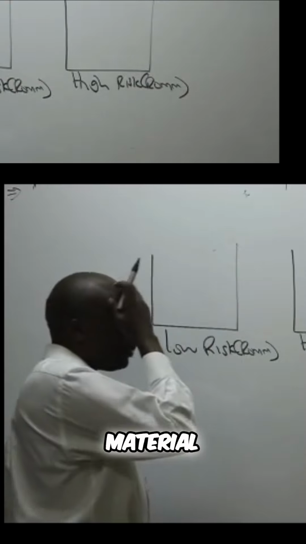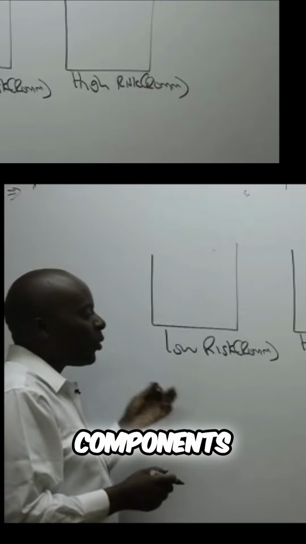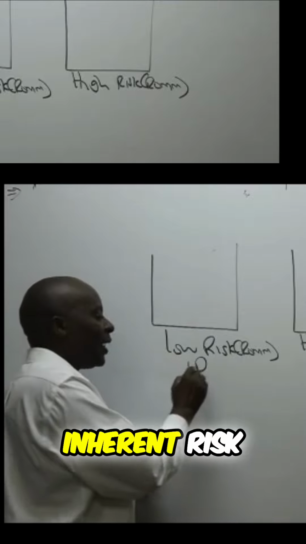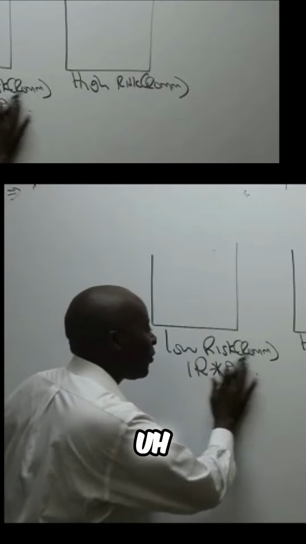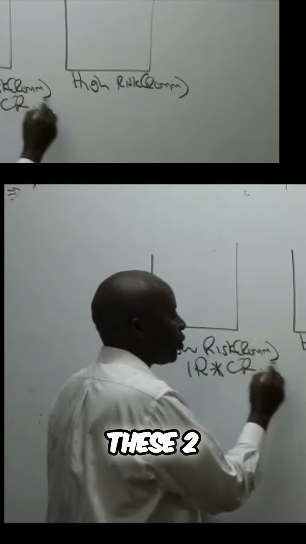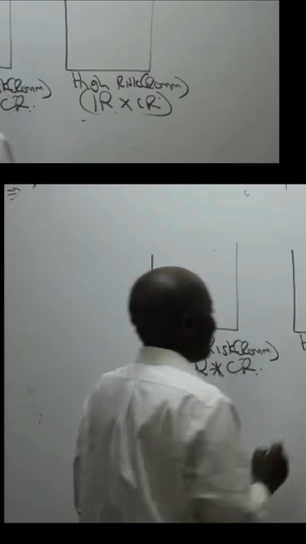When I talk of risk of material misstatement, I'm looking at two components of the audit risk. I'm looking at the inherent risk, and I'm looking at what we call the audit what here? Not audit risk, but control risk. Inherent risk and control risk, those two.